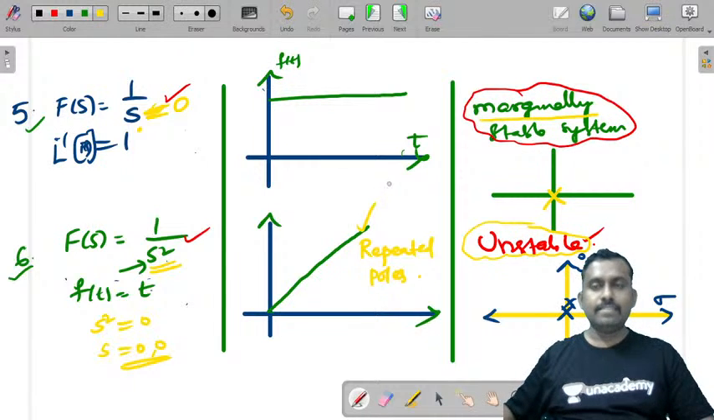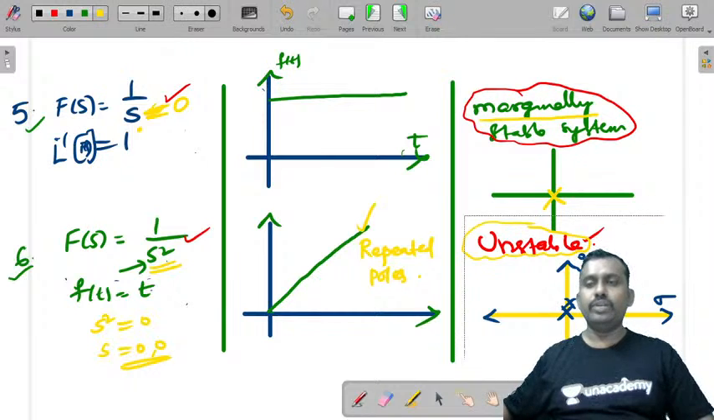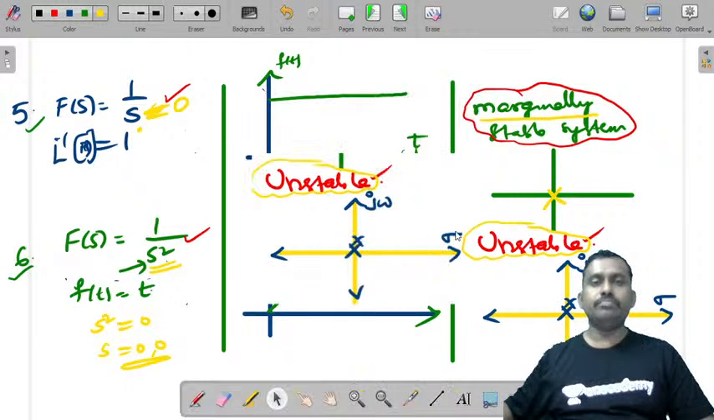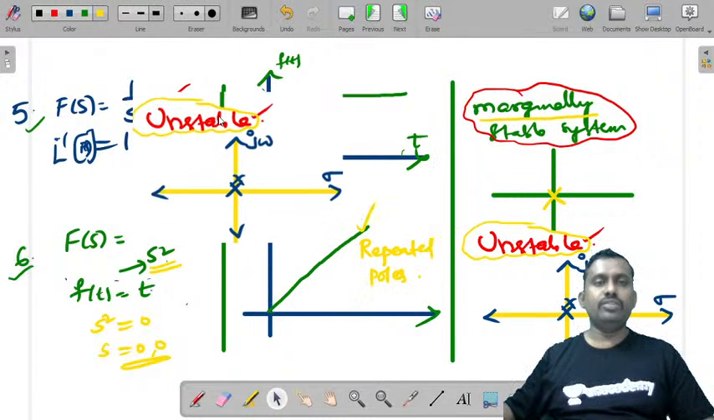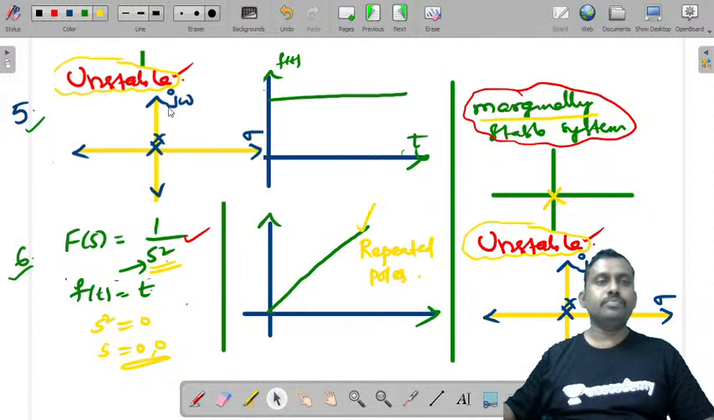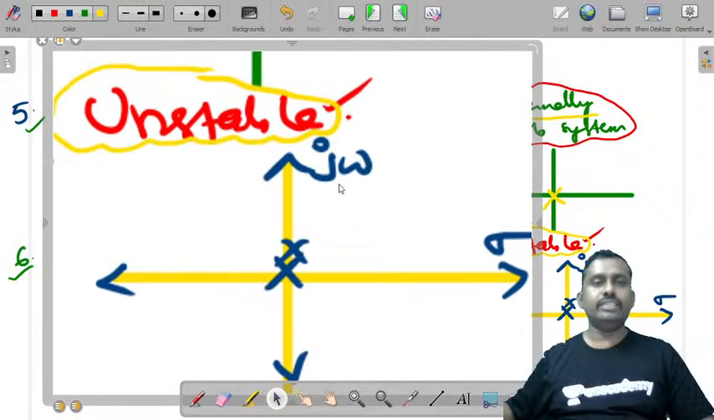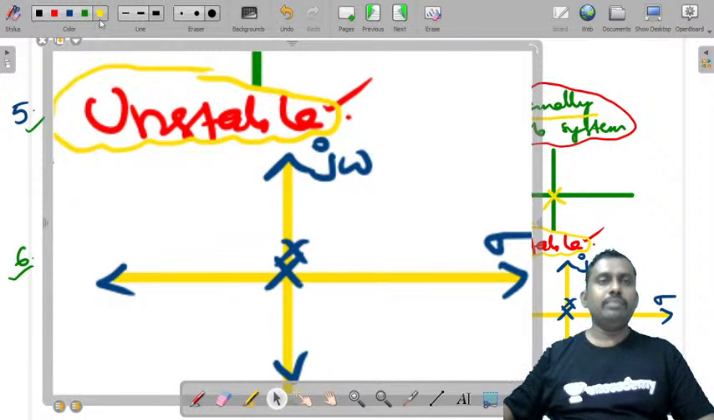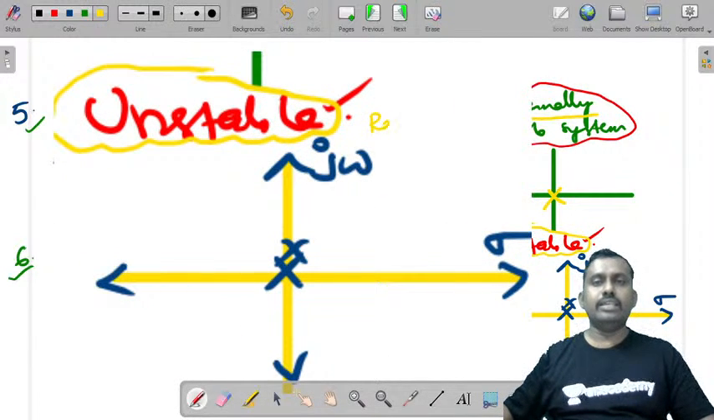Likewise, maybe this is not visible for you, I'll just cut it and show you like this. Yeah, if you look at this, let me show you this part first. Because there are repeated roots here, repeated roots at the origin, this is an unstable system. All right.